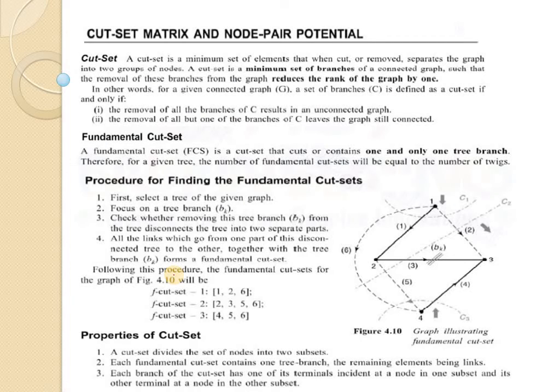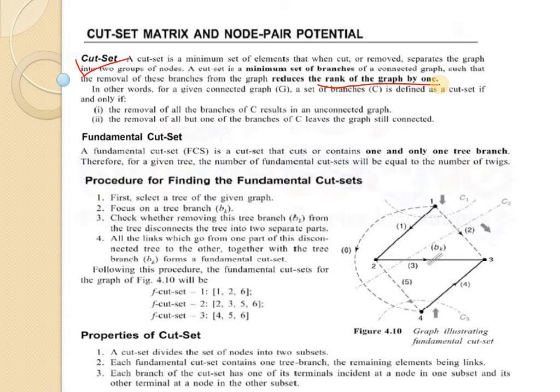So now we will come to the point of cut-set matrix and node pair potential. First of all, we have to know what a cut-set matrix is. A cut-set is a minimum set of elements that, when cut or removed, separates the graph into two groups of nodes. A cut-set is a minimum set of branches of a connected graph such that the removal of these branches from the graph reduces the rank of the graph by 1. That will form the cut-set.